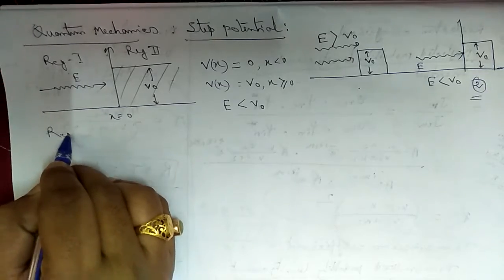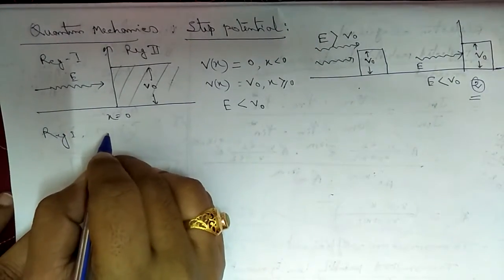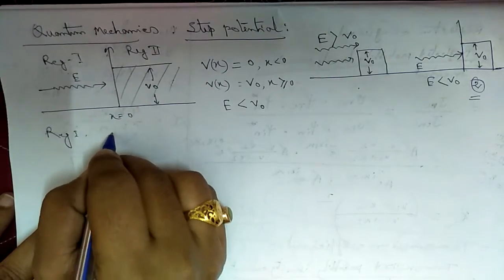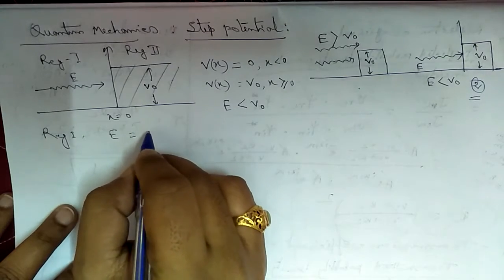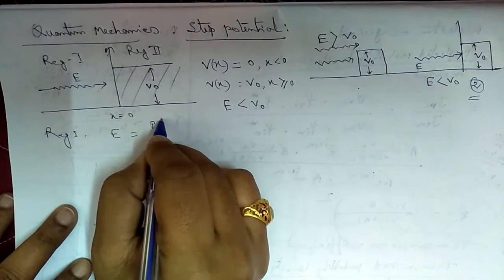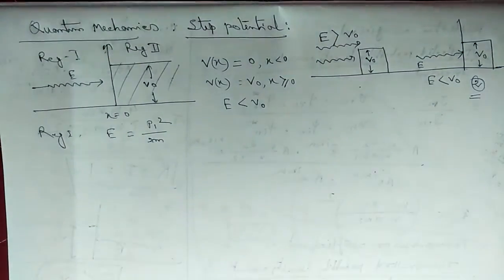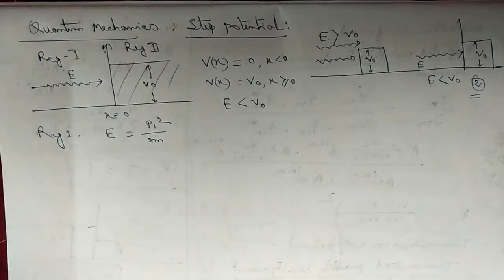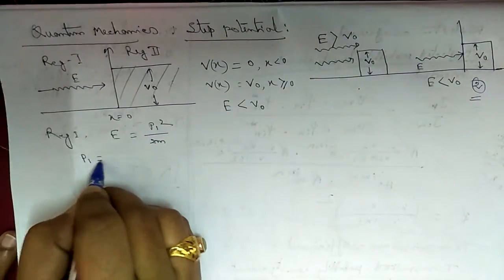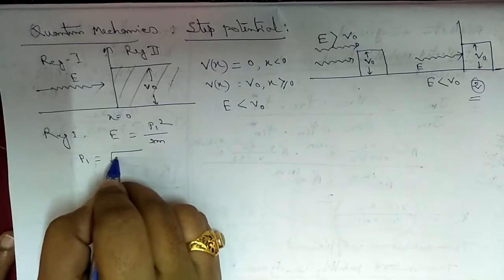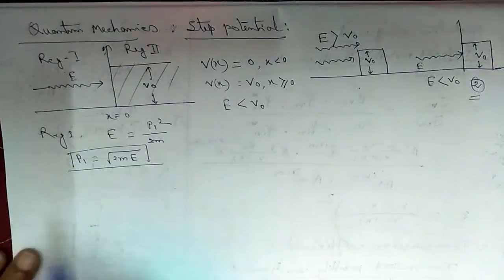The classical mechanical point of view is very simple. For region 1, let us calculate the momentum of the particle. The kinetic energy can be expressed as p squared by 2m, so I can write p1 squared by 2m equals E, where m is the mass of the particle and p1 is the momentum in region 1. So p1 will be equal to the square root of 2mE. This is very simple.